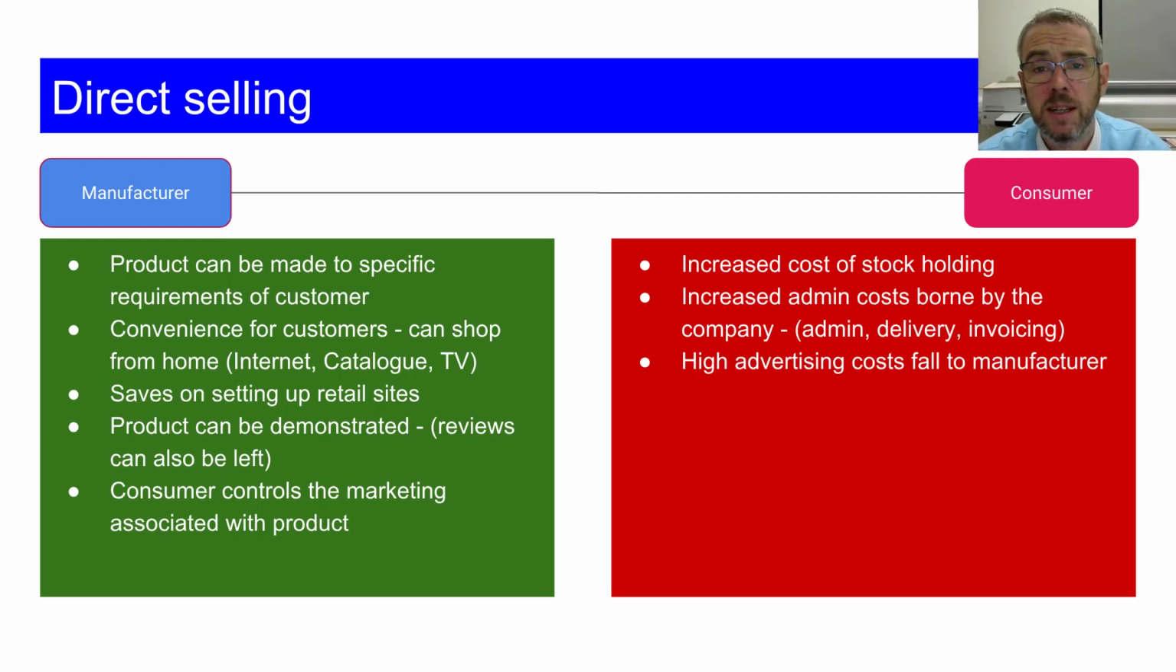And the bad things about it are, for the manufacturers, an increased cost of stock holding. Nobody in the middle, no intermediaries, are going to hold the stock for you. So your stock is going to be sitting, and there are costs associated with looking after stock, such as warehousing costs, security costs, lighting costs, and if it's cold, refrigeration costs. So you have to bear all those costs. You've also got to bear the cost of what happens if it goes out of date, or becomes unfashionable and you're left with this huge stockpile of stuff.